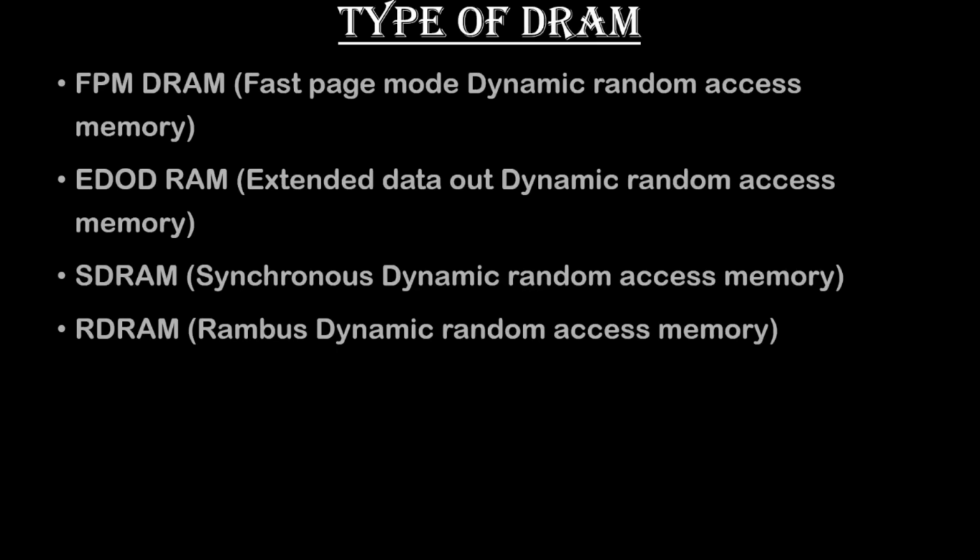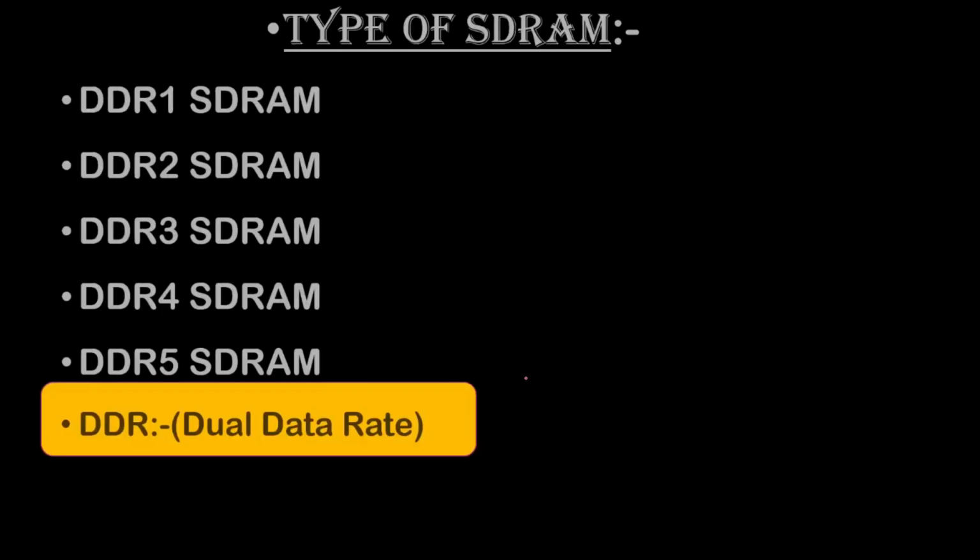So if you see here, nowadays we are using this SDRAM, right? We are using SDRAM, and in SDRAM we have these types like DDR1, DDR2, DDR3, DDR4, DDR5, and I think some of you heard about that word like DDR. Means we are using that RAM, DDR4 or DDR5, or in some cases DDR3 also. So that is the type of SDRAM. DDR means dual data rate.